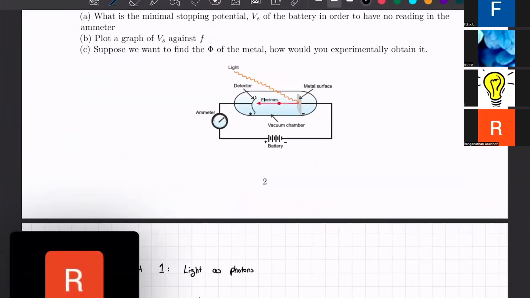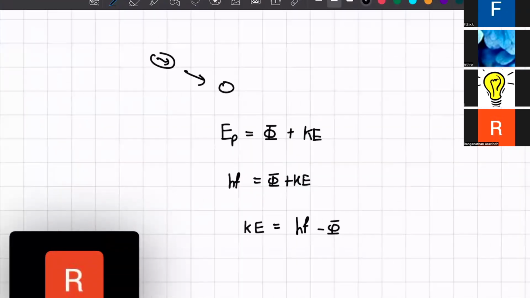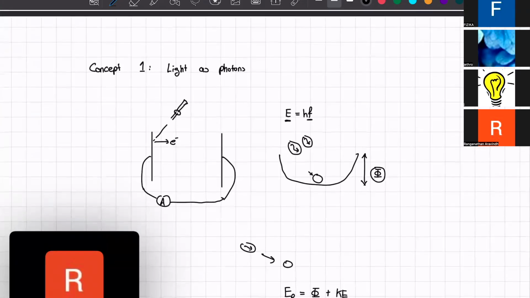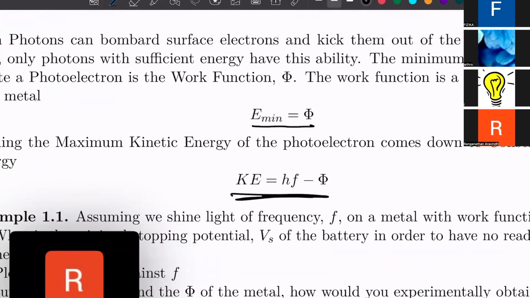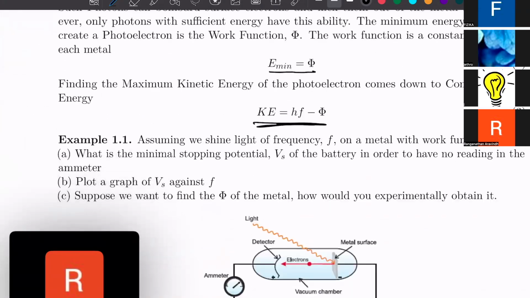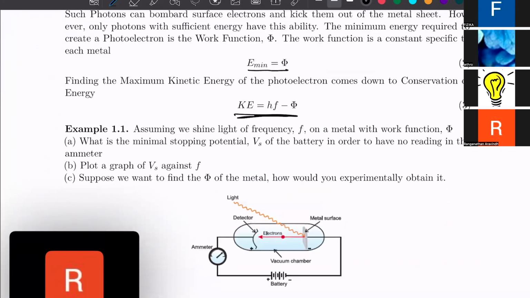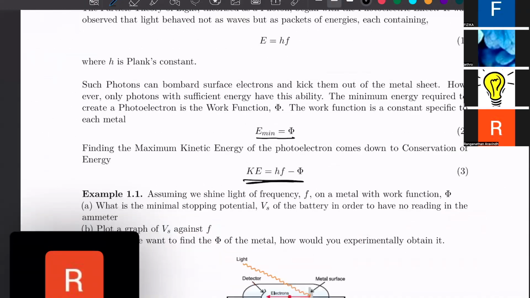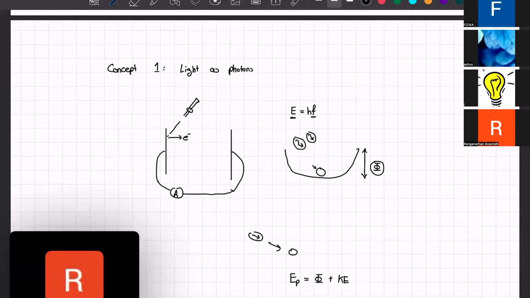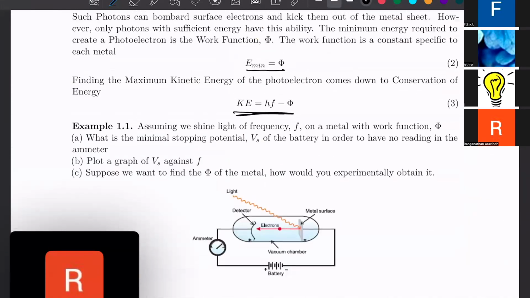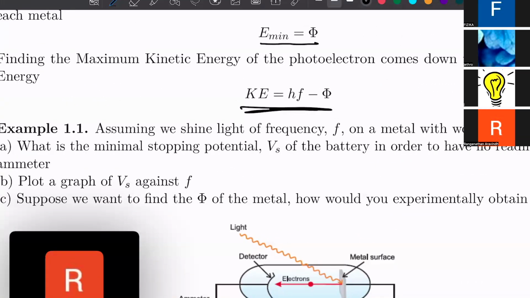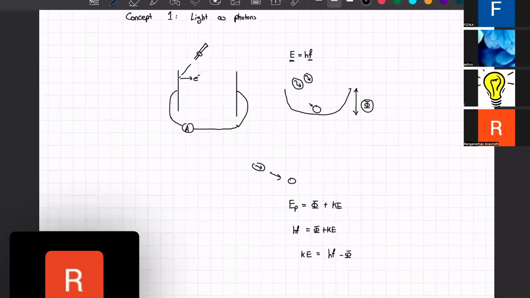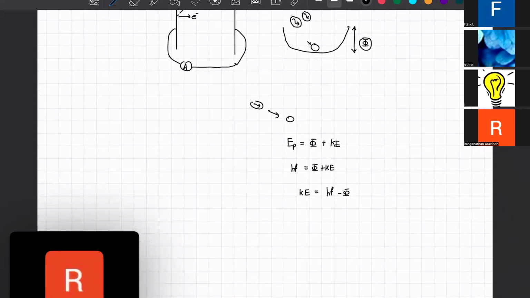So this is the energy conservation for the electron. And this is basically what you have to learn for the photoelectric effect. Everything else can be derived from this equation. So maybe one question that they can ask for SPhO is to plot a graph of Vs against f. Okay, wait, I haven't explained what Vs is. Vs is the stopping potential.